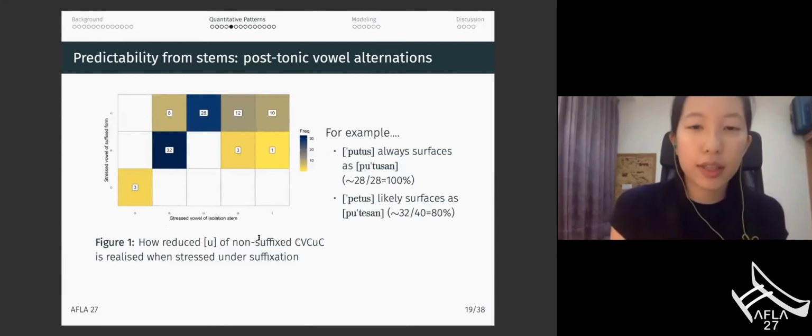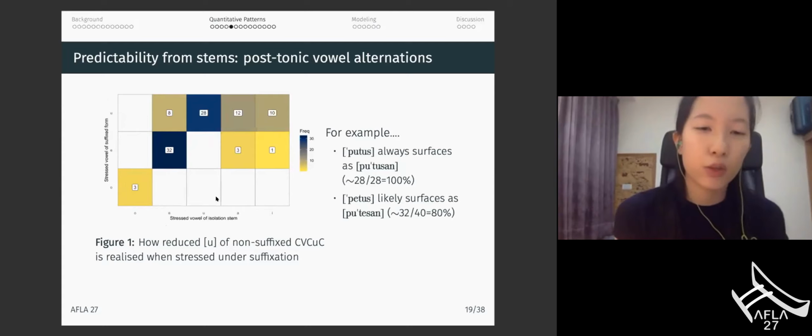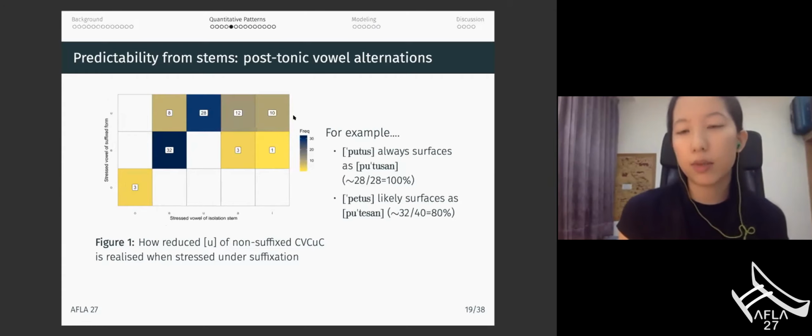And so here's what the data looks like. This table is comparing the stress vowel of the isolation stem on the y-axis against the stress vowel of the suffix forms, just in stems of the form CVCUC. So we can see that if the stress vowel of the stem is U, the stress vowel of the suffix form is also U. So this is the dark blue square here. In other words, given a stem putus, the suffix form is always putusan.